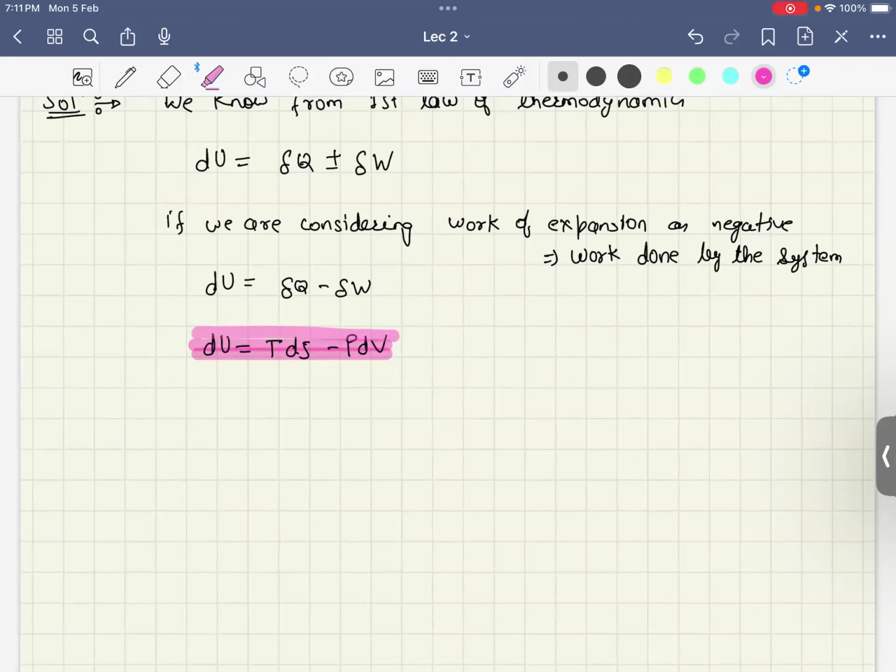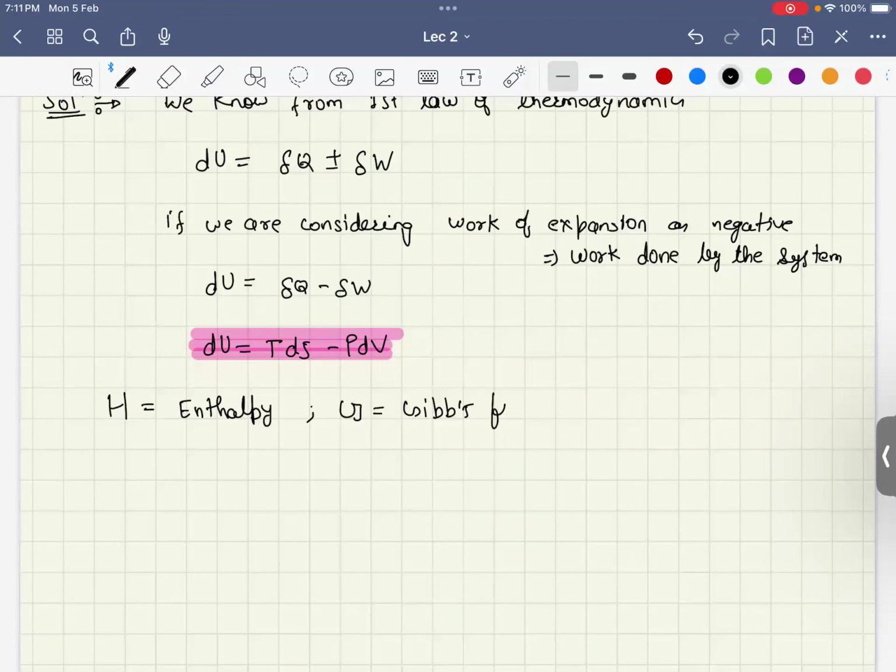Okay. So now there are some other properties, like for example H. You might be familiar with H. This is nothing but enthalpy, right? Enthalpy. Yeah. Similarly, G gives free energy. Okay, and then the last one is Helmholtz free energy.